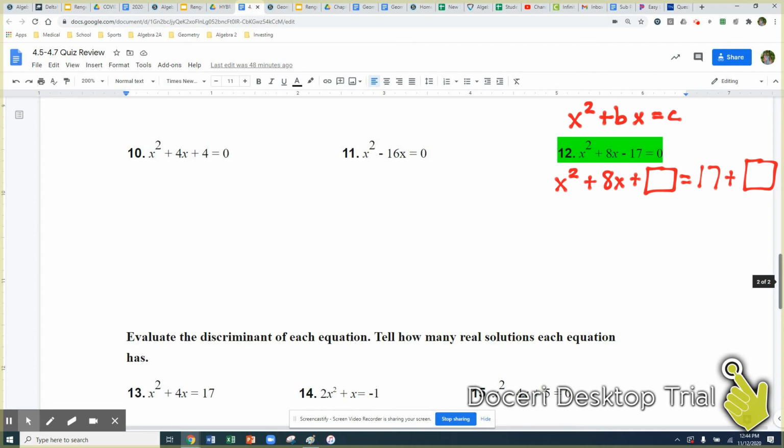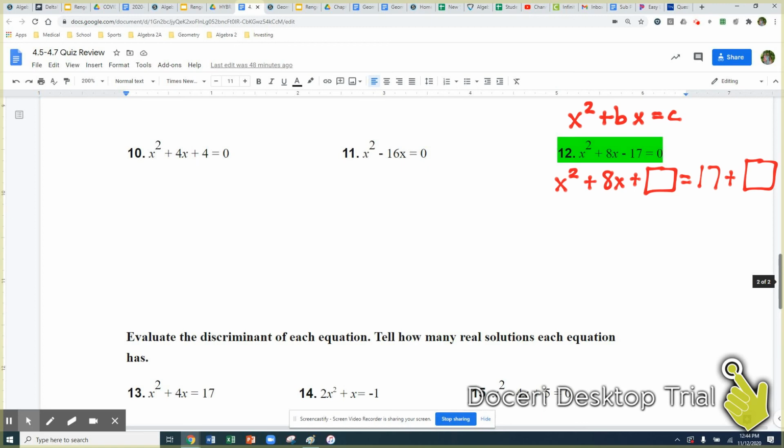Now the reason I have plus something over here is when I add this to make it so it factors, I have to balance my equation. I got to add it to this side as well. So I'm adding it to both sides of my equation. I got to make sure that I do that. Just kind of basic pre-algebra. Got to make sure things are balanced.